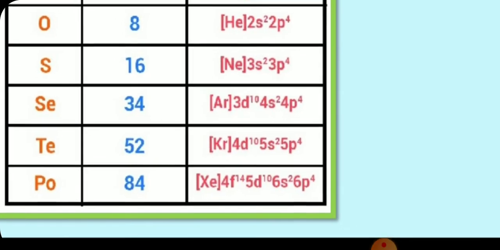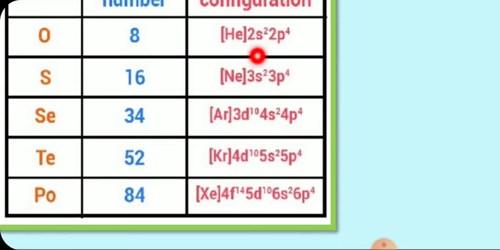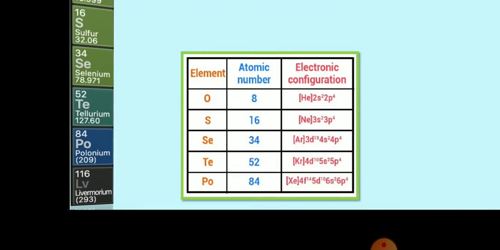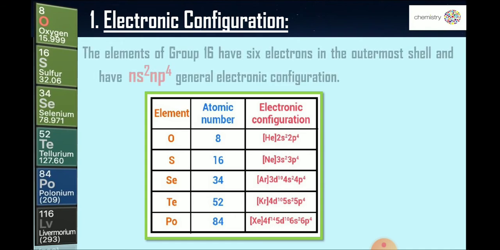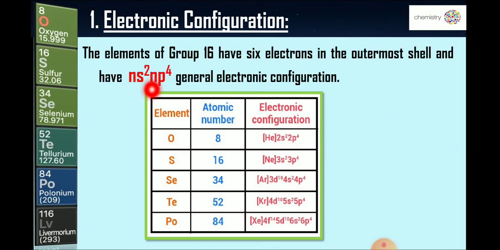Look at the outermost shell. Oxygen 2s2, 2p4, sulfur 3s2, 3p4, selenium 4s2, 4p4, tellurium 5s2, 5p4. What's the general outer electronic configuration? 2s2, 2p4, 3s2, 3p4, 4s2, 4p4. In general, we write it as ns2, np4 is the general outer electronic configuration of group number 16 elements.